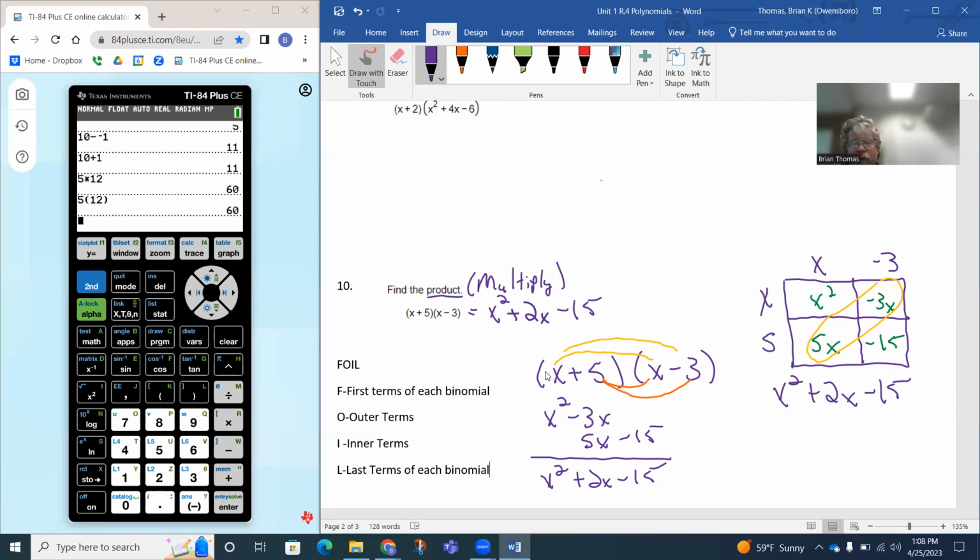So again, F stands for the first terms, which would be this x and this x. The outer terms are the outside terms, so the x and -3, that would be your next move. And then the inner terms, the 5 and the x are the inner terms. And then the 5 times -3 gives you the -15. That would be the last terms. And that's another way you can multiply a binomial times a binomial.